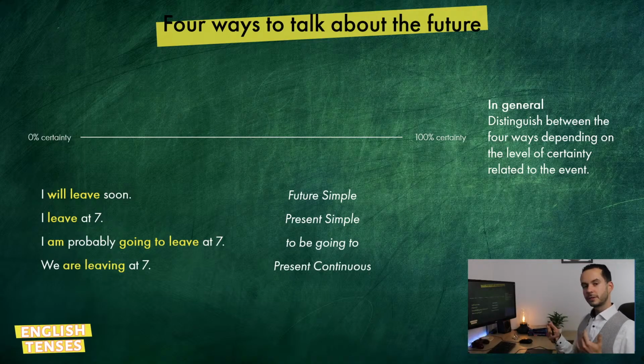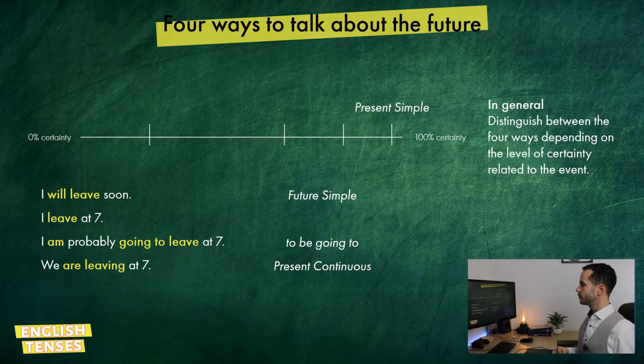Here we have our 4 different ways: future simple, present simple, to be going to, and present continuous. And we now need to put them on this scale. So where do they appear regarding certainty? Think about this for a second. Where would you put these on this scale? The first thing that we'll do is put the thing that is the most certain at near 100%.